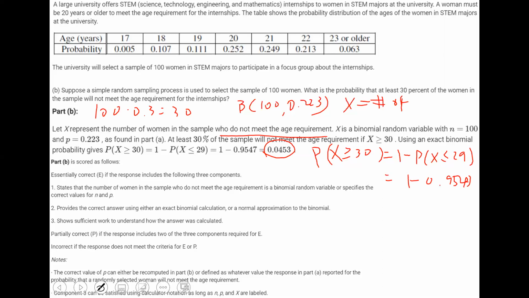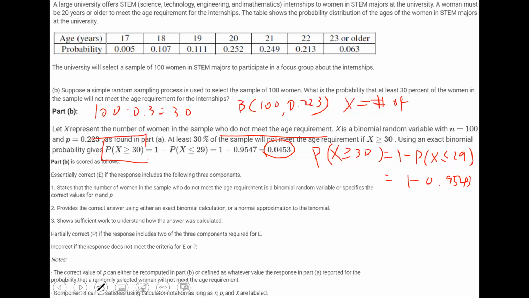So what's neat about writing this way is that you don't really need to show binom CDF or how you are getting those numbers. All they care about is that, can you show me enough work that I can follow what you're doing? And so that's all it is. So make sure that you can write it this way.